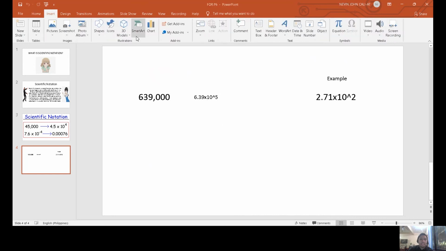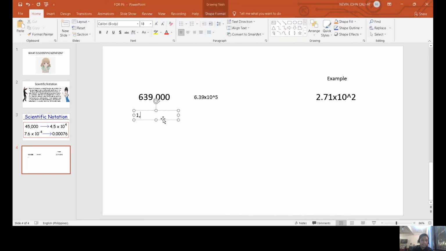Another example is here. Let's say we have 1 million. So how do we make this a scientific notation? Again, we do the same thing that we did to 639,000. Starting from the right, we move to the left until we make a two decimal place answer. So starting from here, 1, 2, 3, 4, 5, and 6.